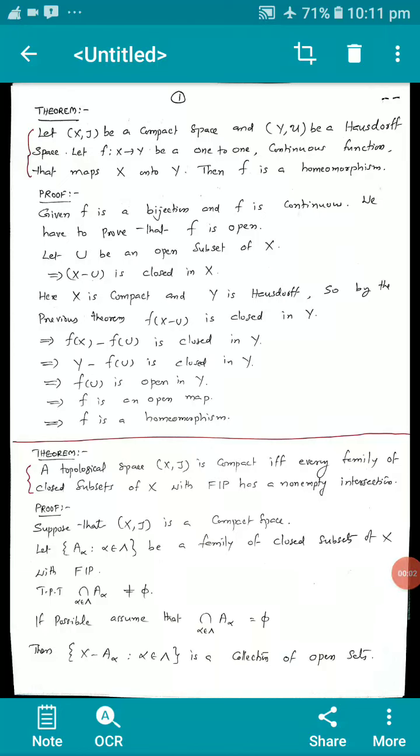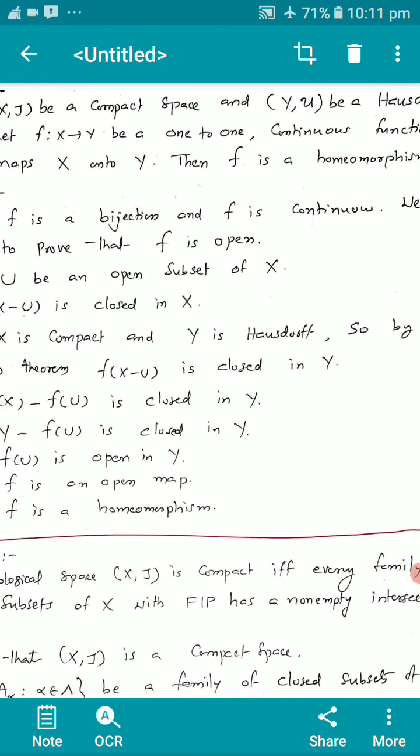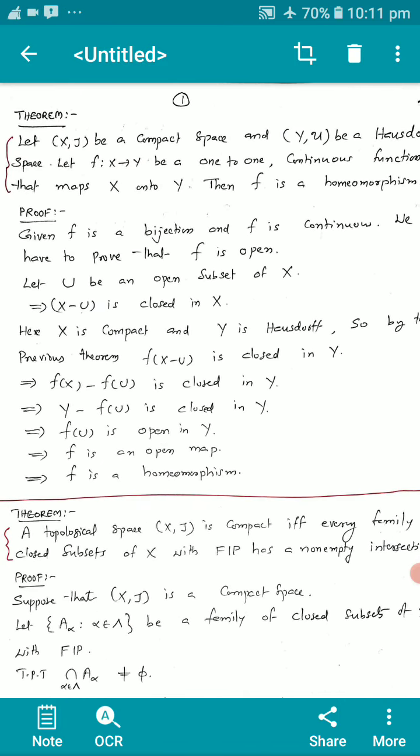Students, this is the fourth video I am giving on the first unit of Topology 2. In continuation of last class, we are discussing compact spaces. Next theorem we can discuss.